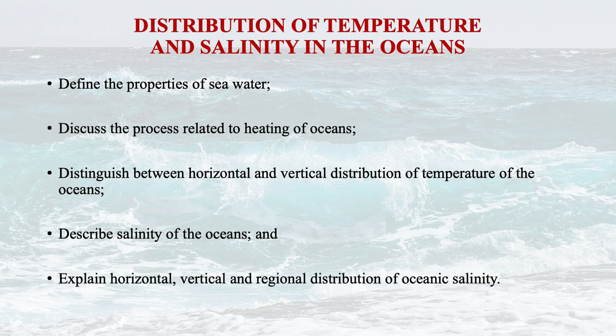Then again you can explain the horizontal, vertical and regional distribution of oceanic salinity. So you have already studied the factors which affect the salinity and temperature of the ocean. So you can get questions related to these, like explain the factors which affect the salinity of the oceans, or explain the factors that affect the temperature distribution in the ocean. So both horizontal and vertical distribution, you need to go through these things, and you'll be able to explain these after viewing these video programs.